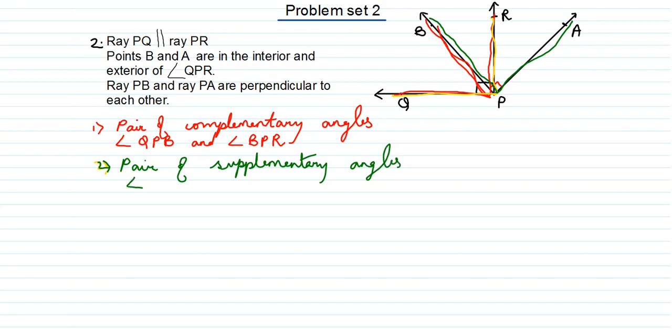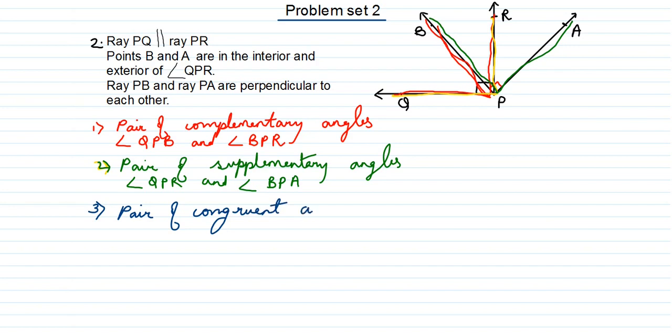So we have a pair of supplementary angles, that is angle QPR and angle BPA. Now the last one which is left, that is pair of congruent angles. Over here, it's a pair of congruent angles we want.